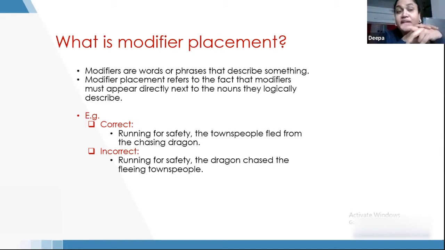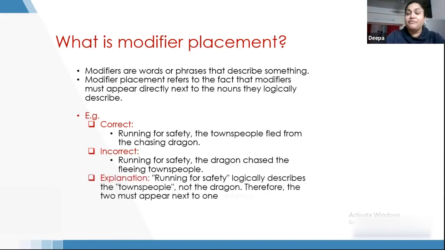So definitely we cannot imagine the townspeople were chasing the dragon, but actually the dragon was chasing the townspeople. So running for safety logically describes the townspeople, not the dragon. Therefore, the two must appear next to one another. Immediately after the introductory phrase or dependent clause, we have to start with the subject it is referring to. That is the basic rule.